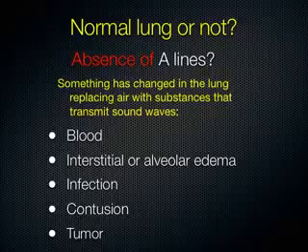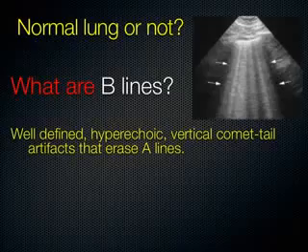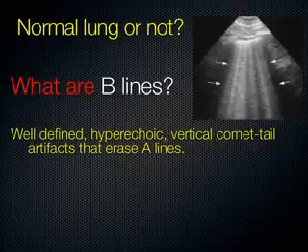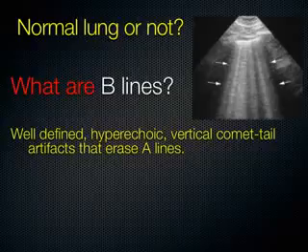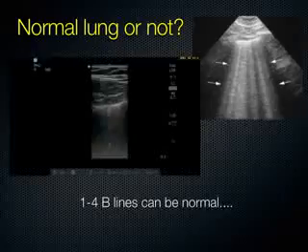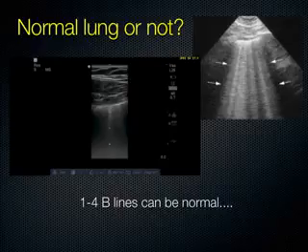B lines are actually vertical artifacts that erase the A lines. So the normal aerated lung has A lines, but if you have B lines, these are artifacts created by fluid in the lung that will obliterate the A lines. Normally these vertical comet tails, you can have a couple little ones that are normal. You can have up to 4, some people say 3, can be normal. But if you have multiple diffuse B lines in multiple fields, then that is abnormal. That is fluid that has overtaken the air in the lung.